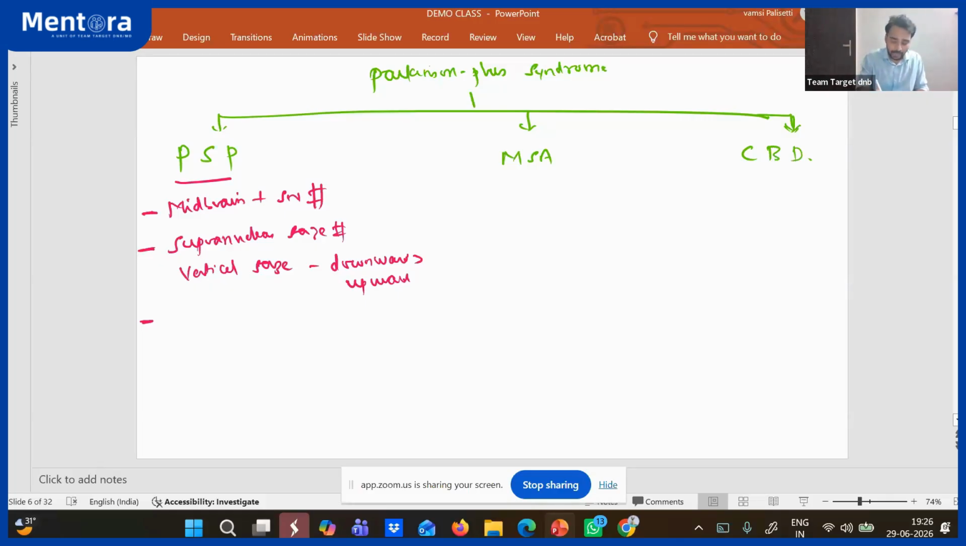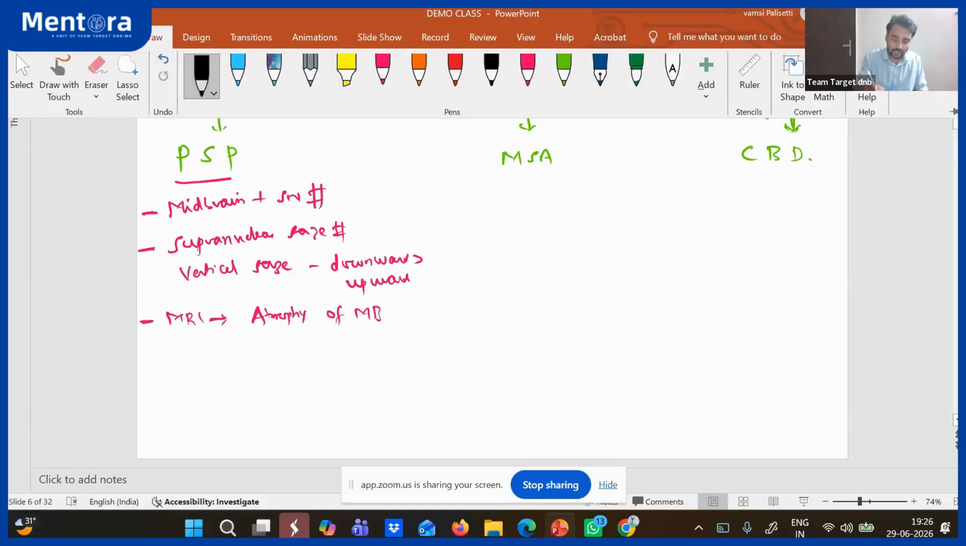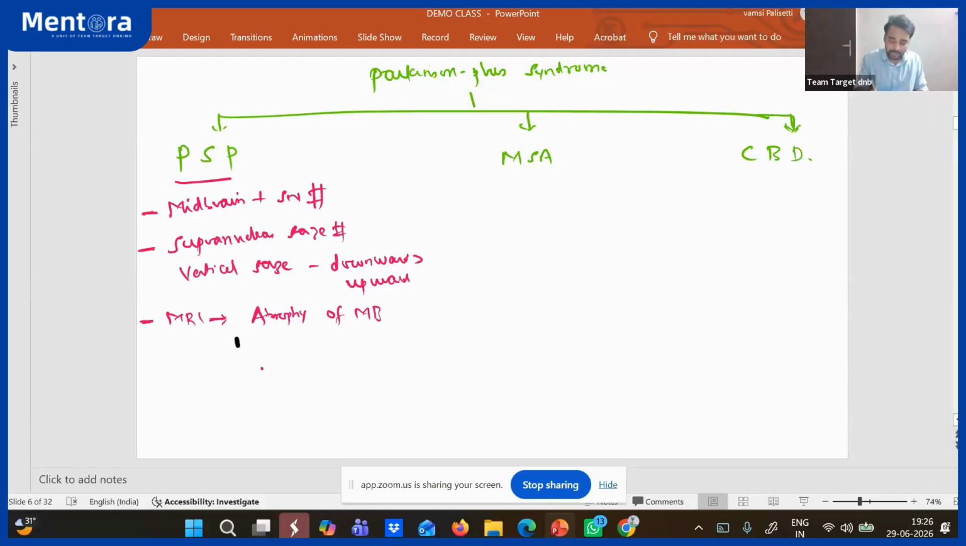Now, when you see the MRI brain, what is going to happen? Definitely, as I said, there is atrophy of midbrain, and that is seen as what is called the hummingbird sign. I will show you the image also, no worry. This is called hummingbird sign. This is again a previous year NEET question. Same questions will be repeated here and there. So hummingbird sign in MRI is seen in progressive supranuclear palsy. I will show you the image.